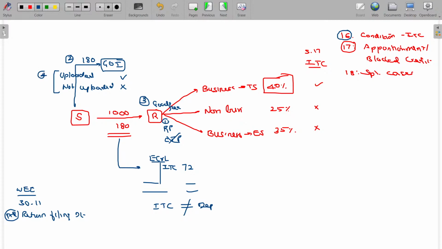And condition number 4. Condition number 3, goods received or supply received. Condition number 2, payment should be done by the supplier to the government of India. Condition number 4, required documents should be uploaded by the supplier. Based on that only the recipient can claim. And while claiming, the recipient should give a tax invoice, debit note or some other tax document, like a bill of entry in case of import. Is that clear? This is the 5th one.